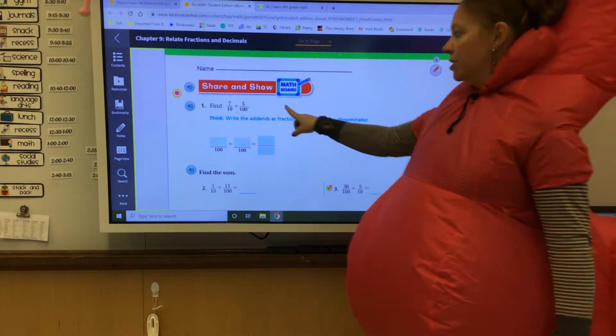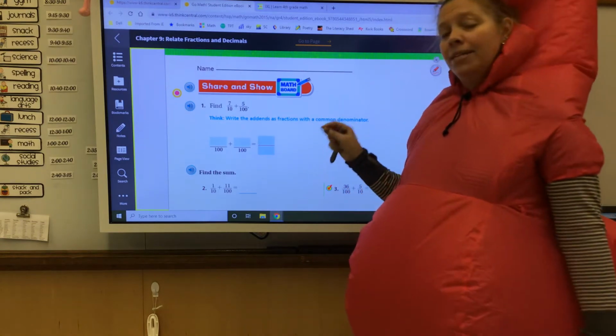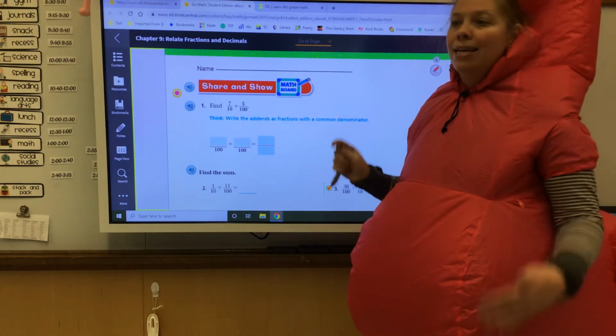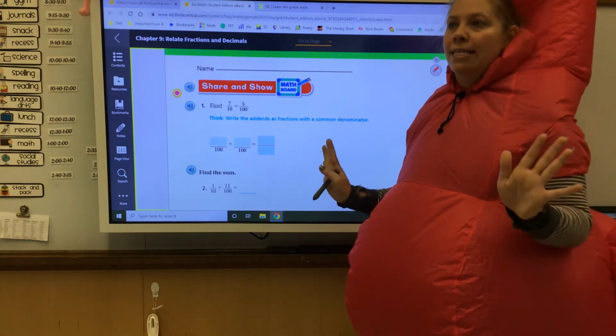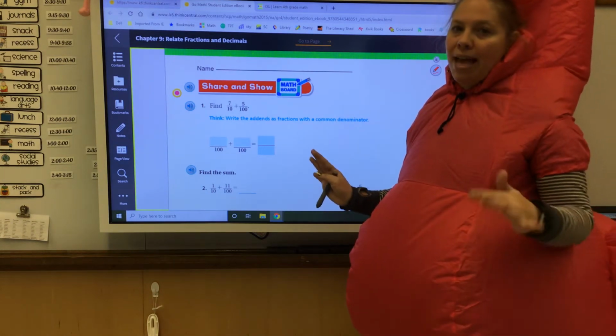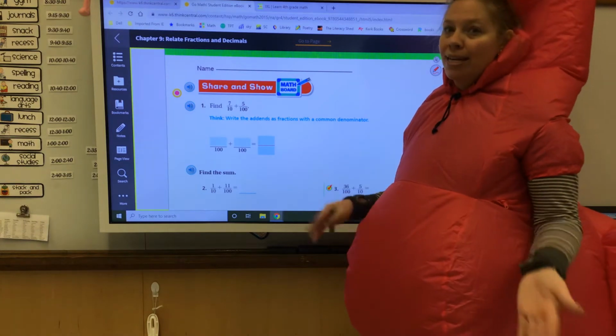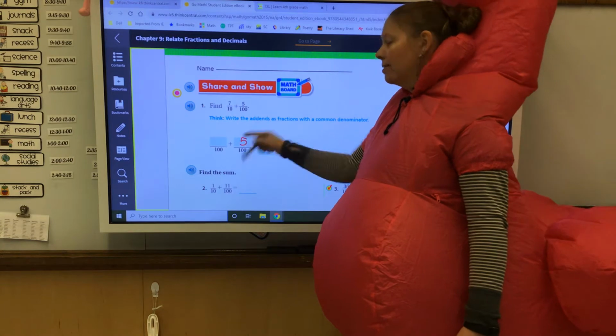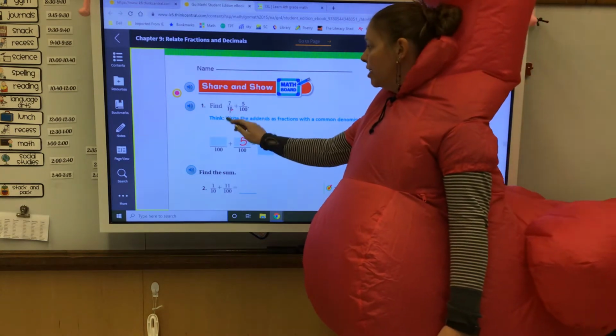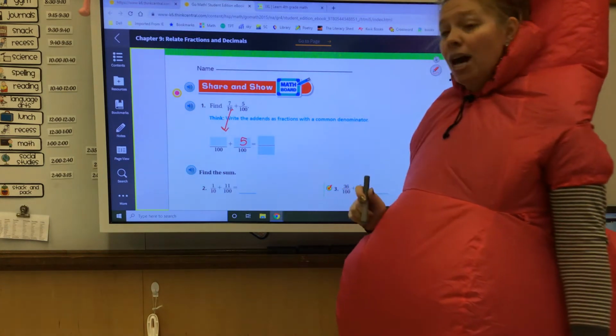So if we look at the first one together, we have 7 tenths plus 5 hundredths. Now we should automatically have a red flag that says, wait, the denominators aren't the same. And we know the denominators have to be the same when we're trying to add two fractions. So we need to keep 5 hundredths the way it is, and we need to change 7 tenths to be hundredths.